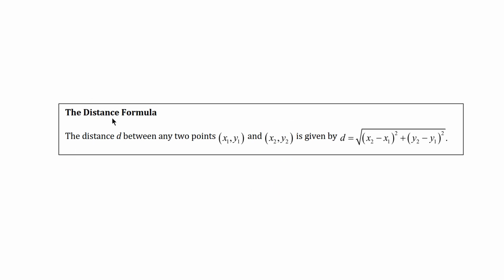Next, we have the distance formula. It states here that the distance d between any 2 points, (x1, y1) and (x2, y2), is given by the equation d equals the square root of (x2 minus x1) squared plus (y2 minus y1) squared. In the next example, I'm going to show you how we apply the distance formula.